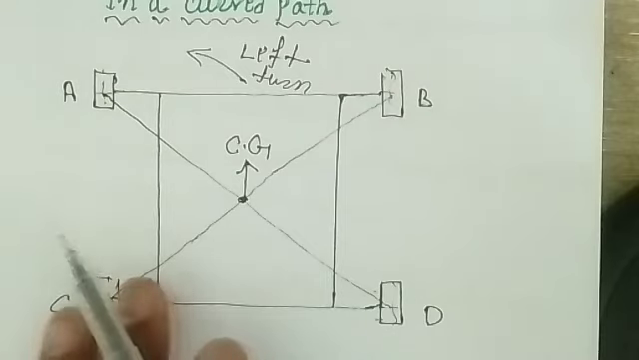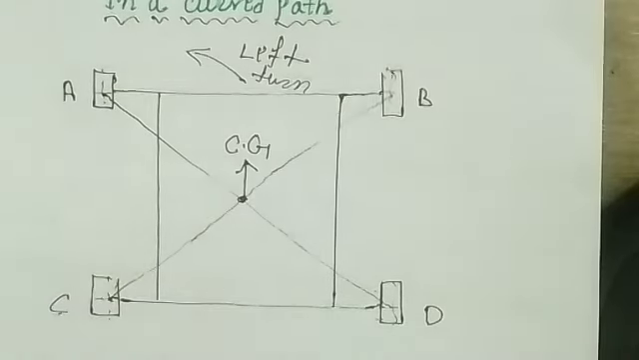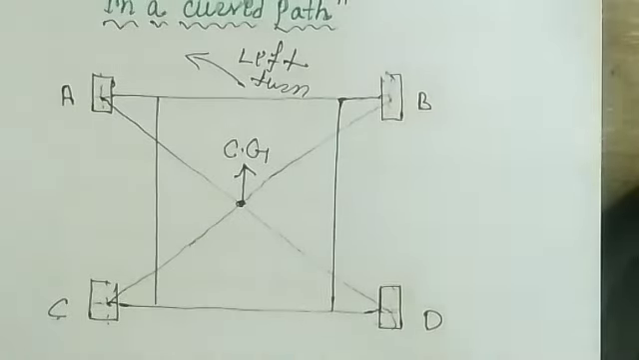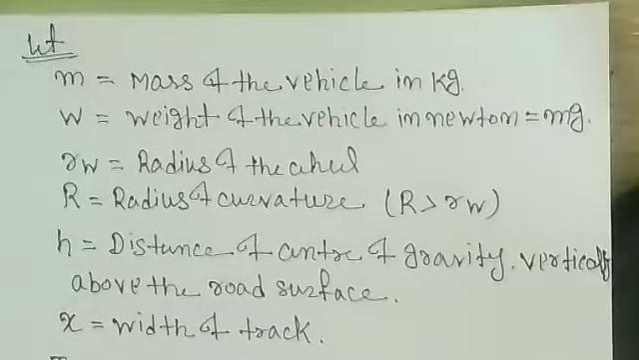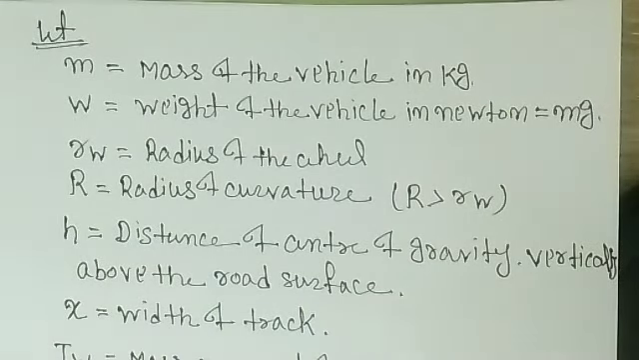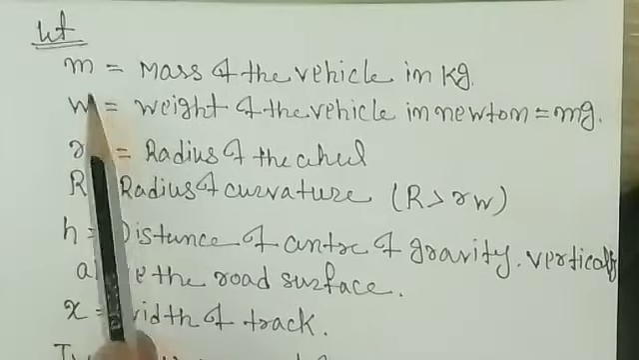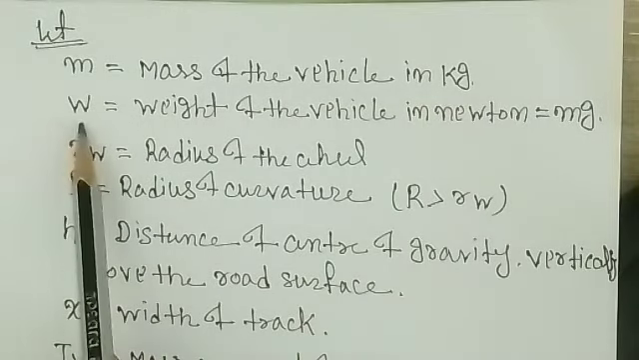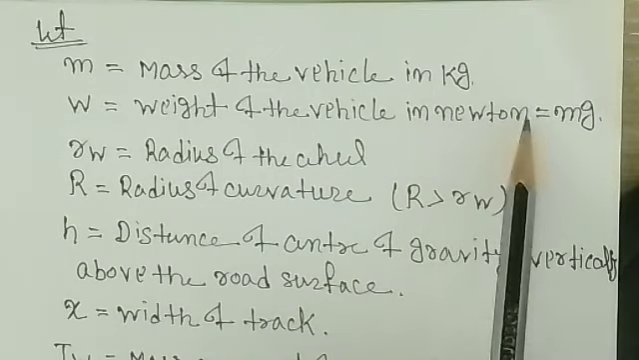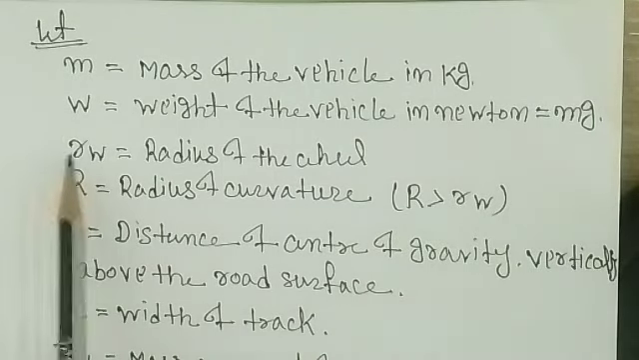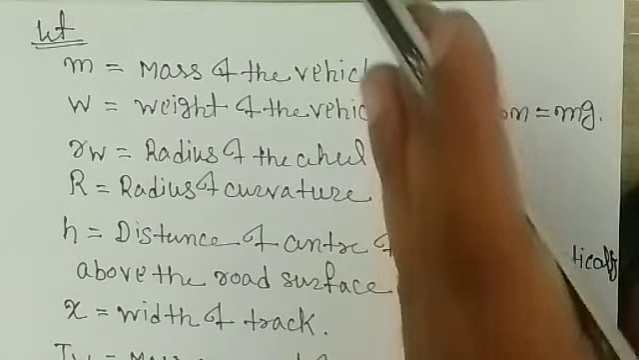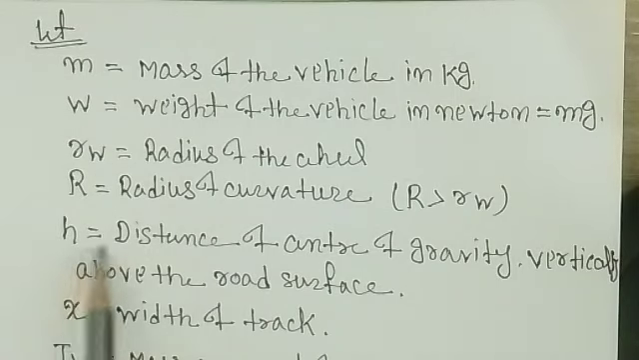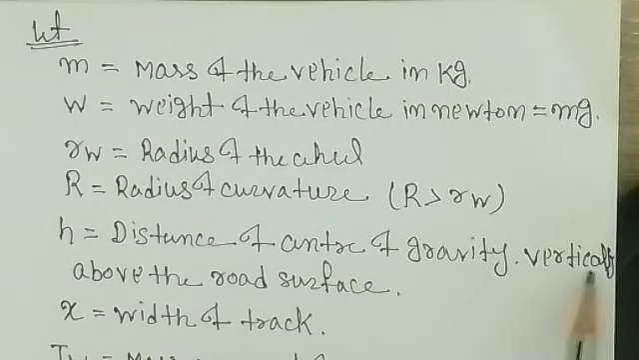For that we have to consider some nomenclature: the mass of the vehicle, weight, moment of inertia, radius, and all those things. It is on the screen, we have already written it. Let M be the mass of the vehicle in kilograms, W the weight of the vehicle in newtons, which is equal to mass into gravity. RW is the radius of the wheel, capital R is the radius of curvature with which the vehicle is taking the turn, H is the distance of the center of gravity vertically above the road surface, and X is the width of track.